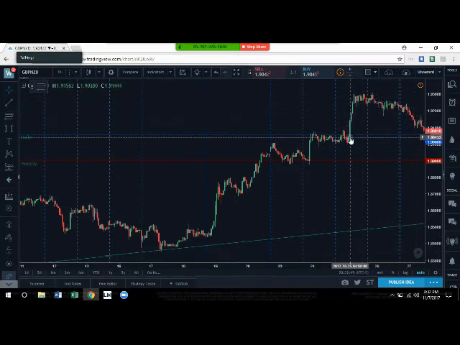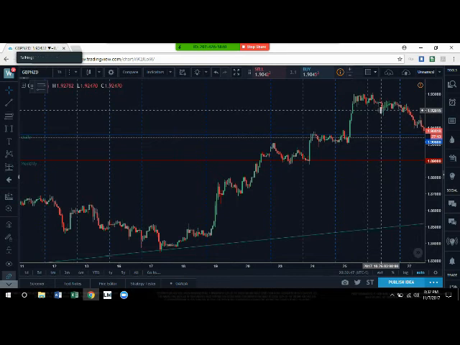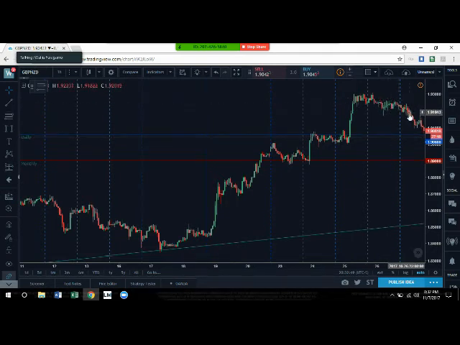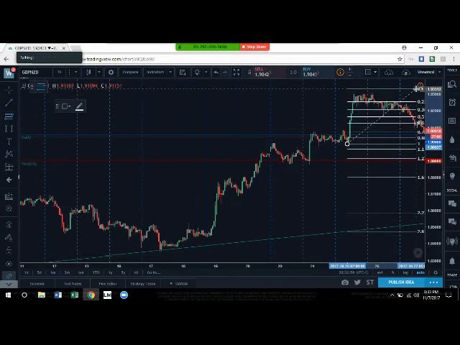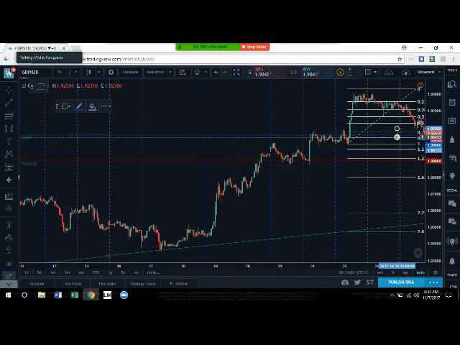They're limited. So what I would do, since I'm thinking buy, I would fib from this low to this high, scoot it over, and like I said, guys, my entry is in between the 618 and the 886, with my stop here at the 1.1 below structure.